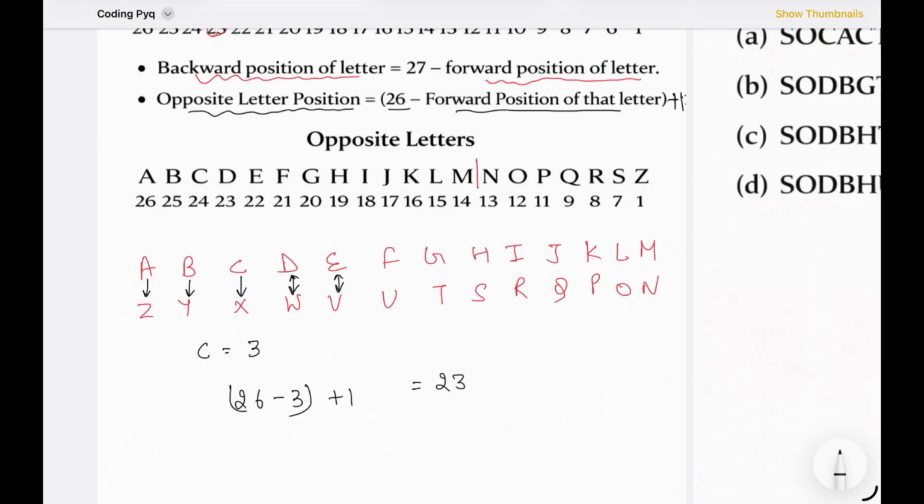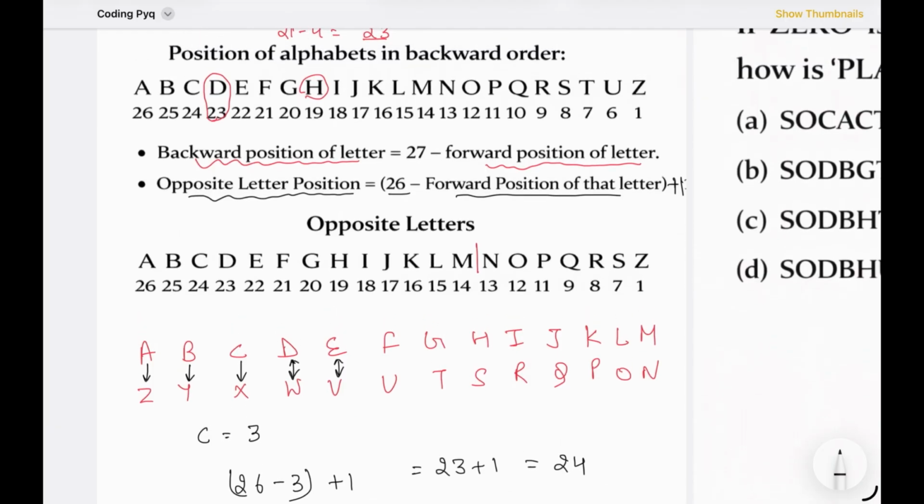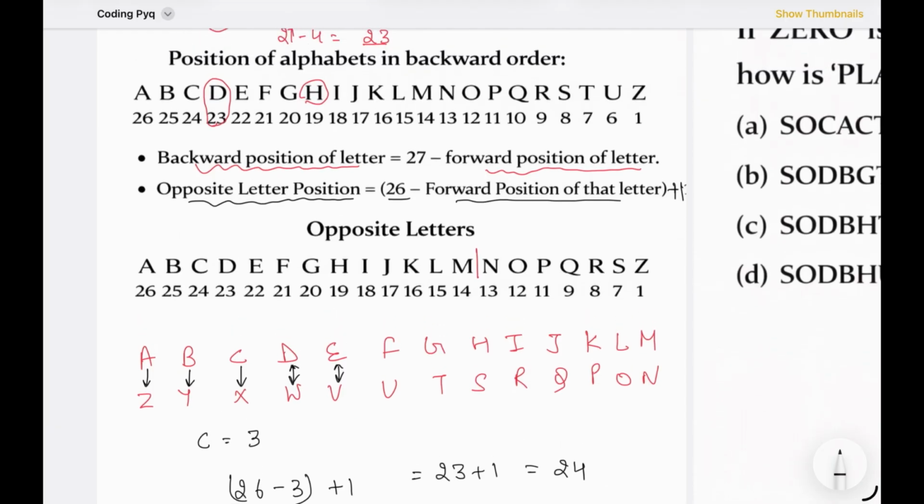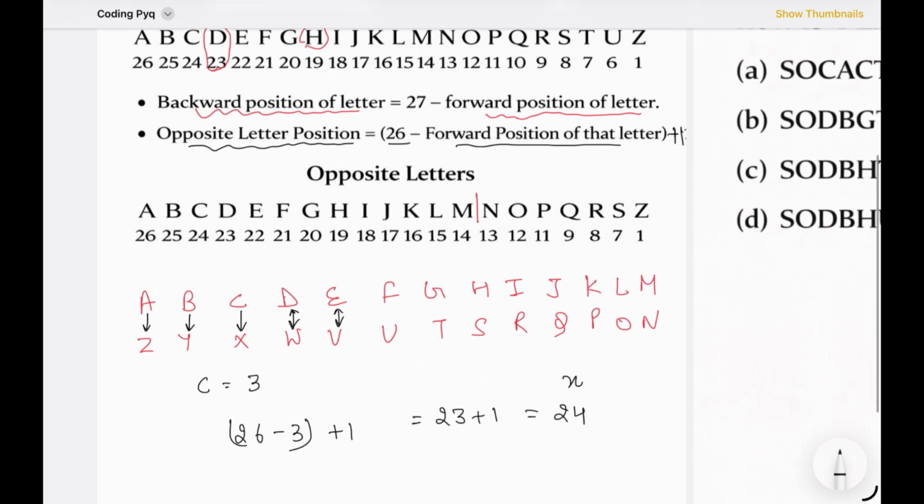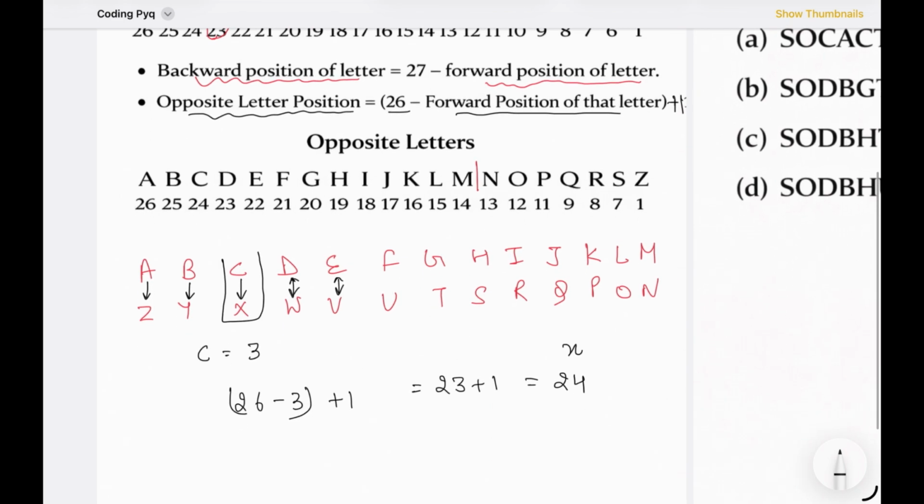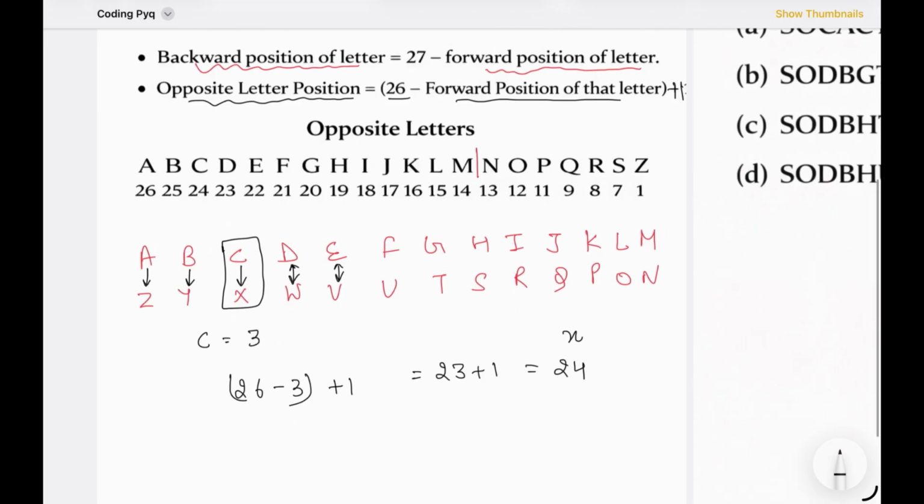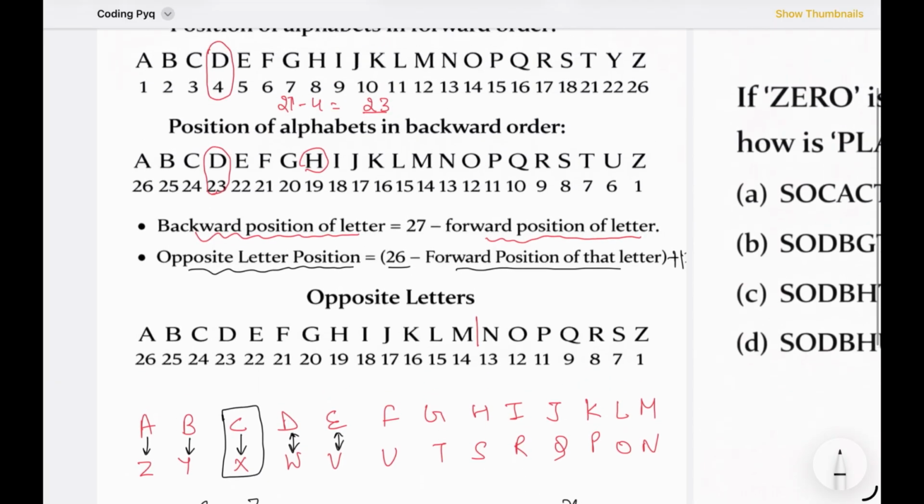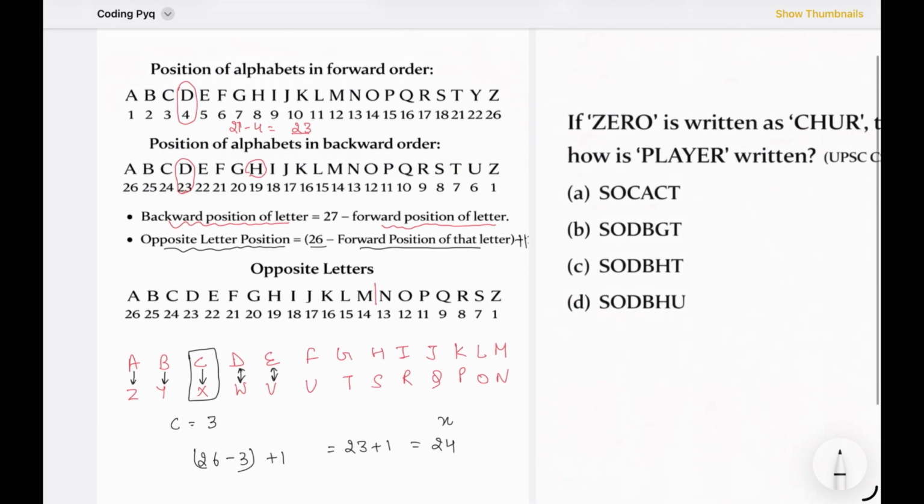That is 23 plus 1, which is 24. So the letter on the 24th position from the forward order will be the opposite letter of C. On 24 we have X, so the opposite of C will be X. So these are the formulas to find the backward position of a letter and the opposite letter position.